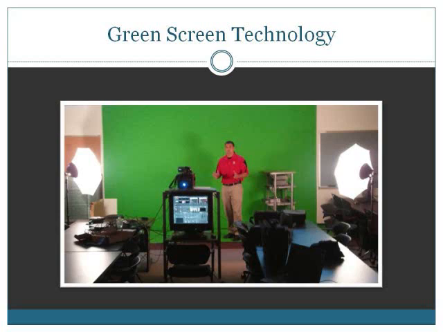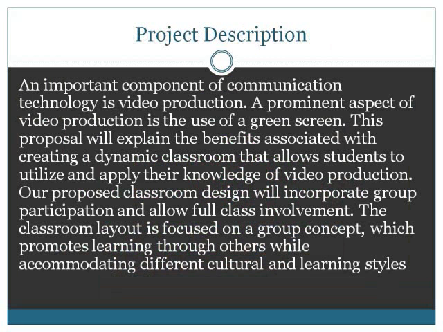Here is an example of a person speaking in front of a green screen. Using the green screen as a background, any image can be superimposed over the green screen so that it may appear that the speaker is actually standing in front of the image. Looking at this picture, you can also see some of the materials needed for using green screen technology in the classroom. These materials include the green wall, lights, camera, monitor, software, and microphone.